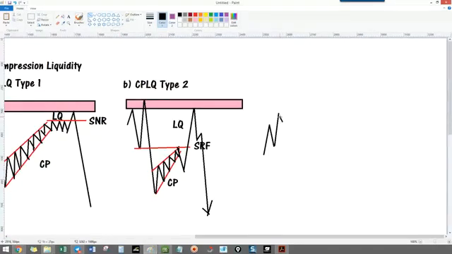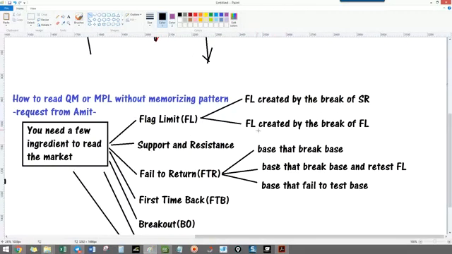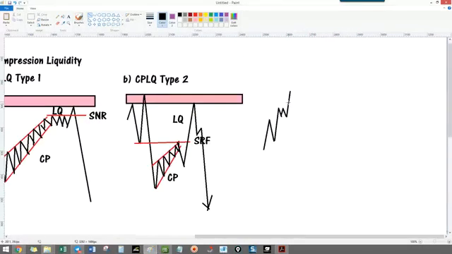Flat limit is a base after the break of SR. So you have your base there. You have your flat limit there, and then it will continue moving up. Flat limit is a continuous pattern. And then you have another flat limit, a flat limit created by the break of a flat limit. This is your flat limit.